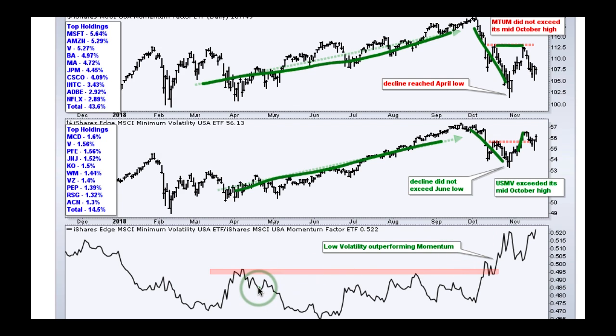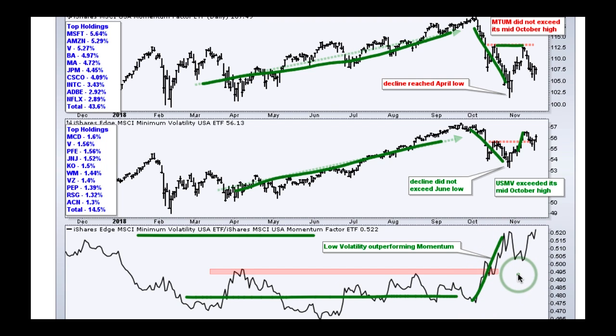And then when we look at the comparison, comparing minimum volatility relative to momentum, you can see that performance is pretty flat from February until October, and then minimum volatility started outperforming. And that's partly because momentum was underperforming and moving down at a faster rate, and minimum volatility was holding up better. And so that led to outperformance. And you can see that ratio hit a new high there. So this tells us that we are in a low volatility environment. We're in a risk-off environment.